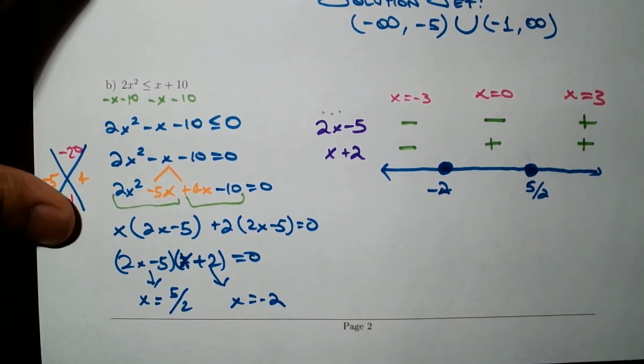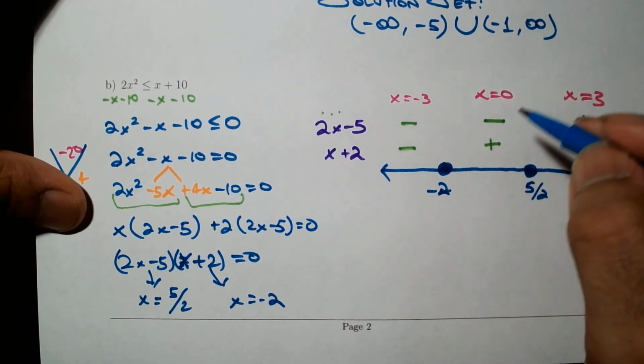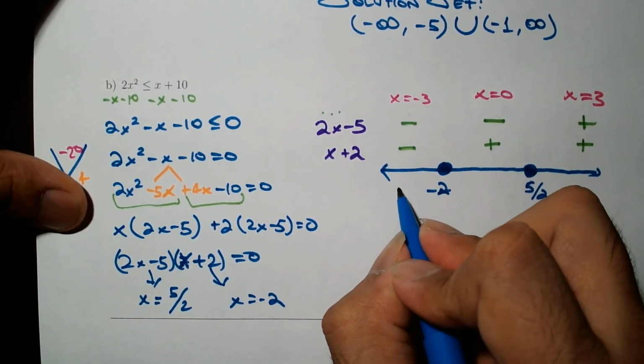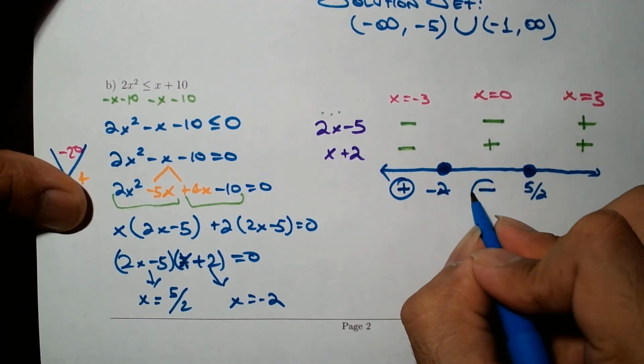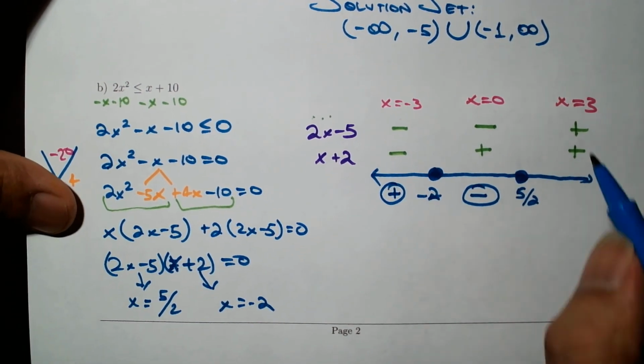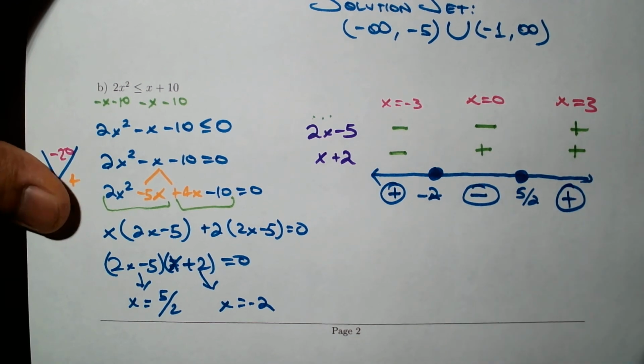Okay, so in this case, what are we going to get? Let's multiply each column of signs. Negative times a negative is positive. Negative times a positive is negative. And positive times a positive is positive.